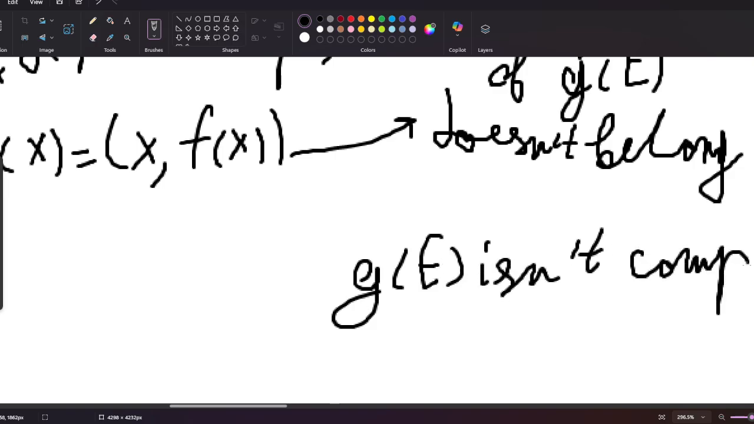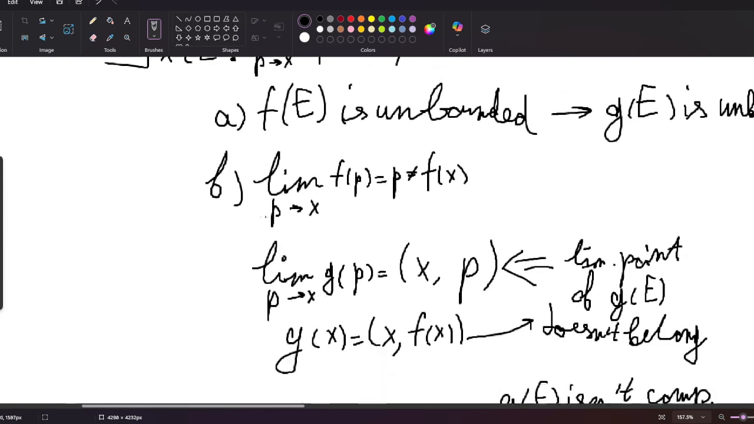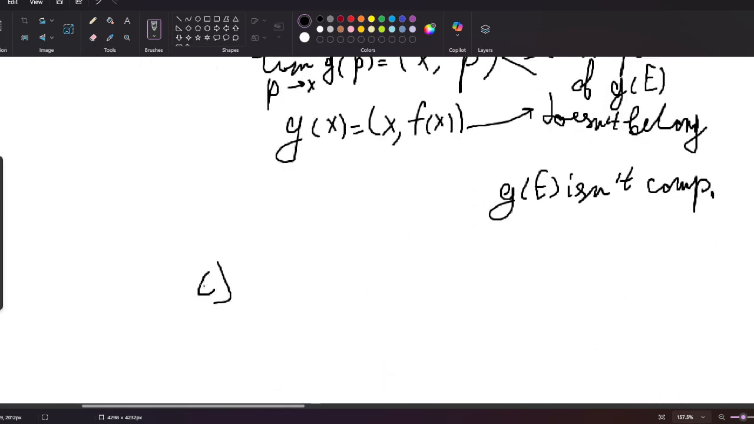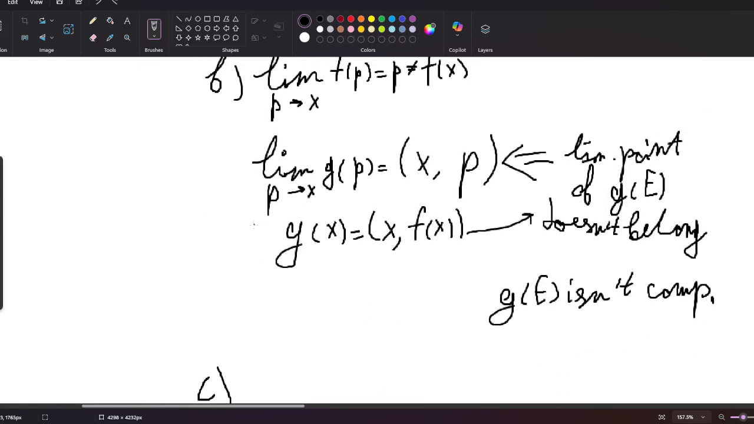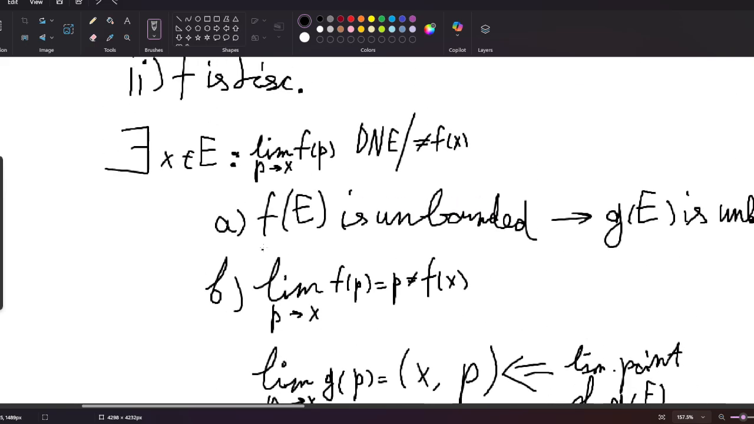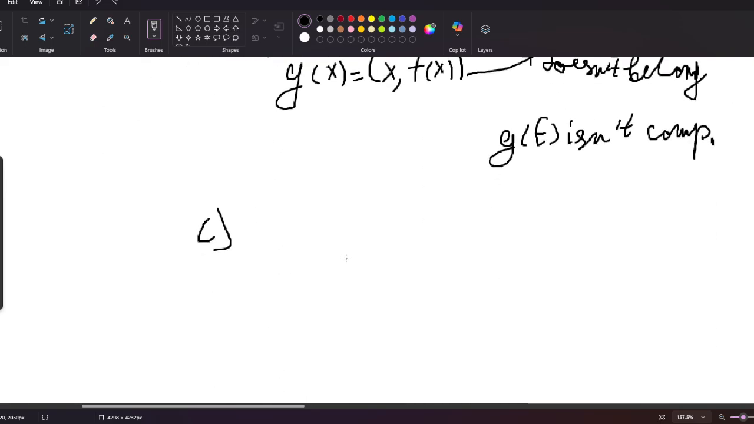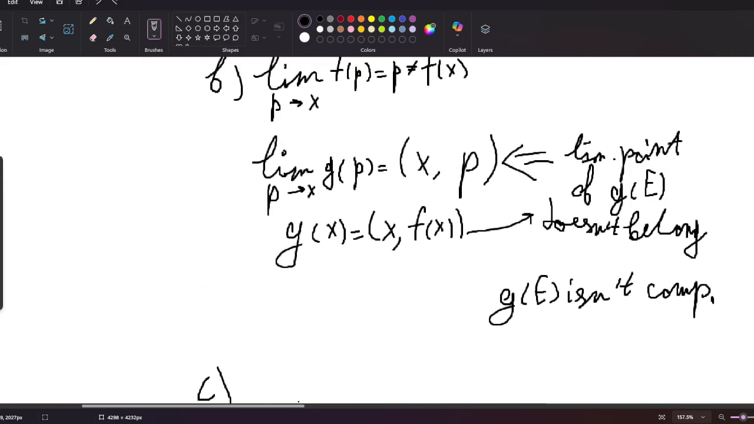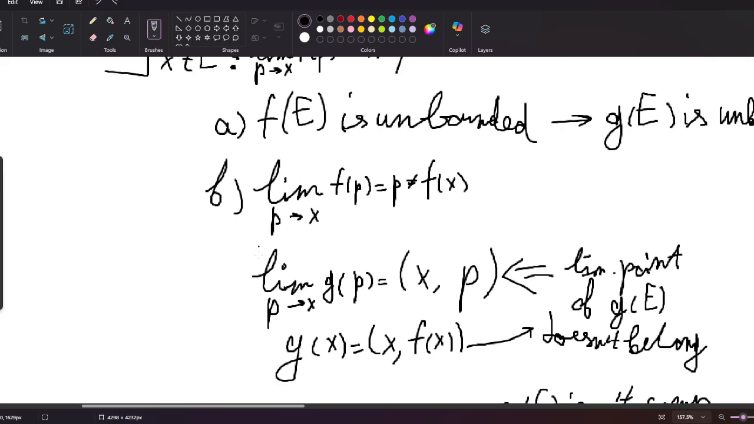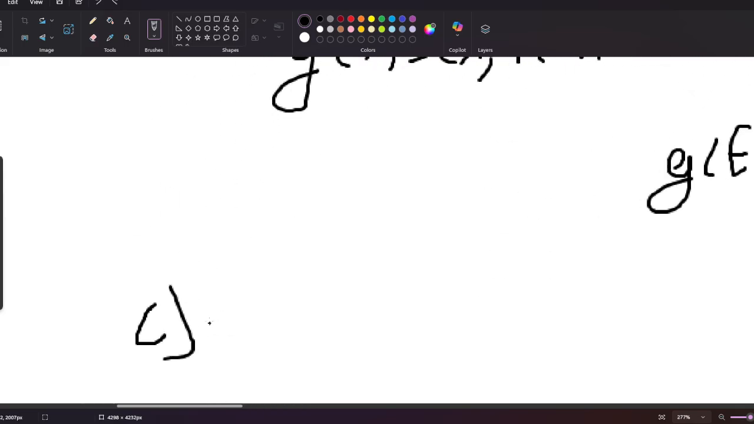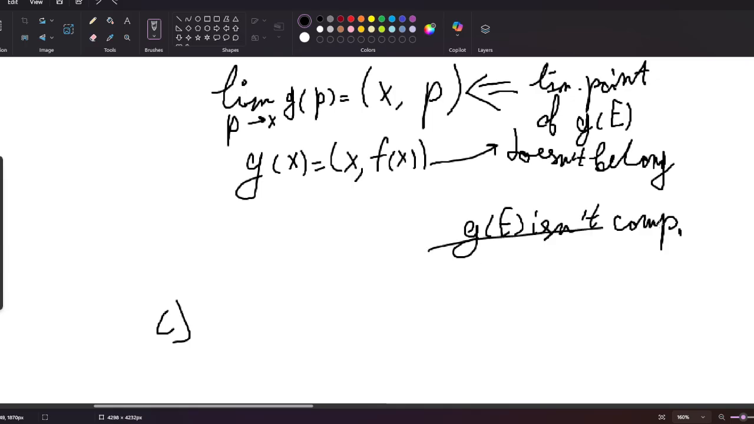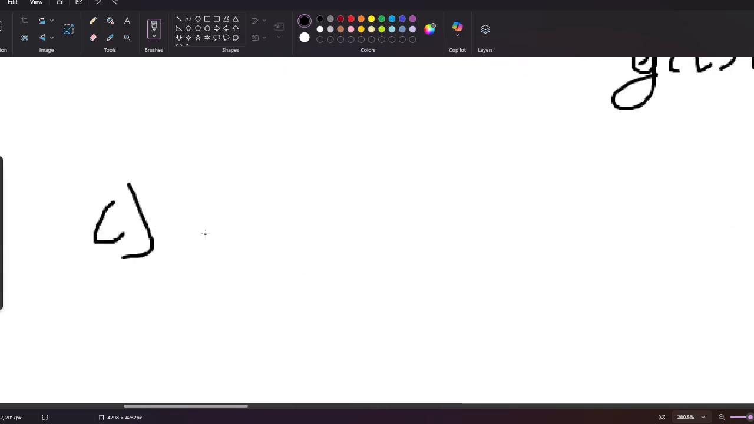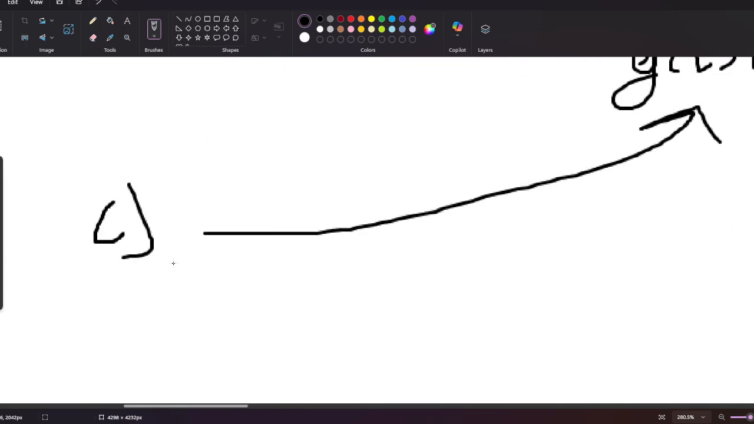And finally, we have the last case, where it doesn't converge to anything. Recall how it's bounded, and that implies that if it doesn't converge to anything, then there are multiple limit points, at the same first component. Then one of them does not belong to g of E. So we just return back here.